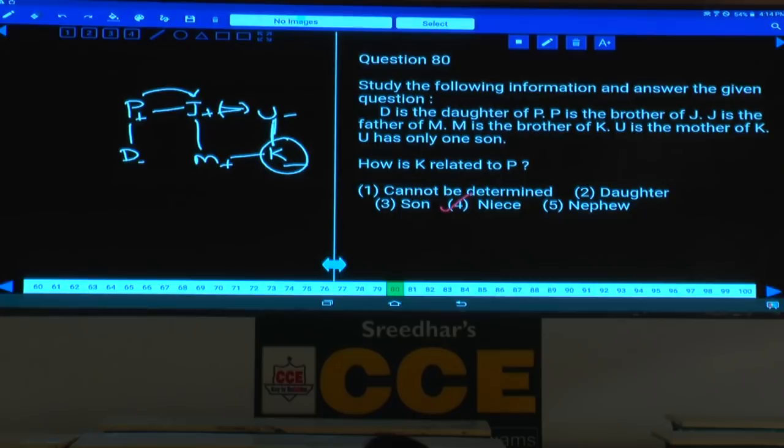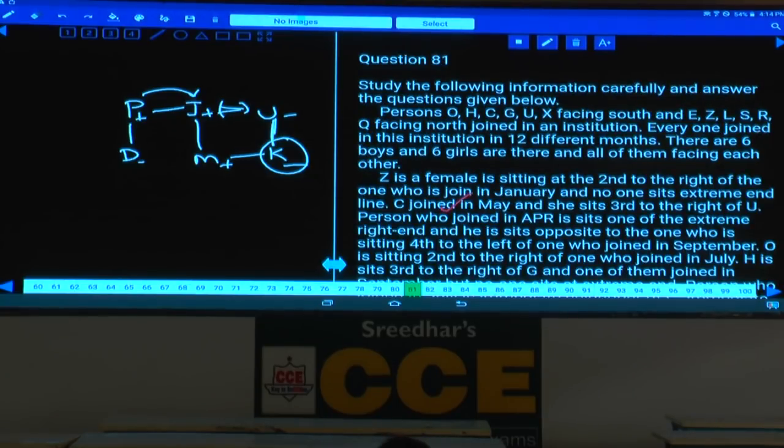Brother's daughter, niece, choice 4. Now this is about question number 79 and 80, a small set of 2 questions based on blood relations. Then 81 to 85. Now in this 81 to 85, tell me what is the information given here.